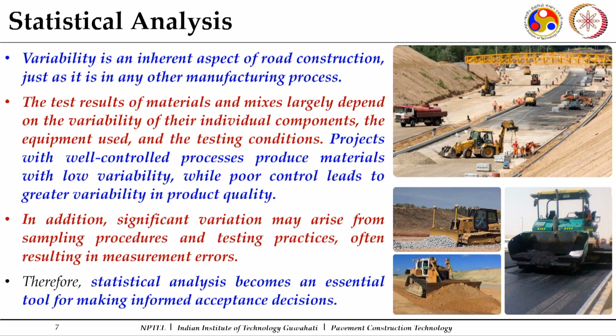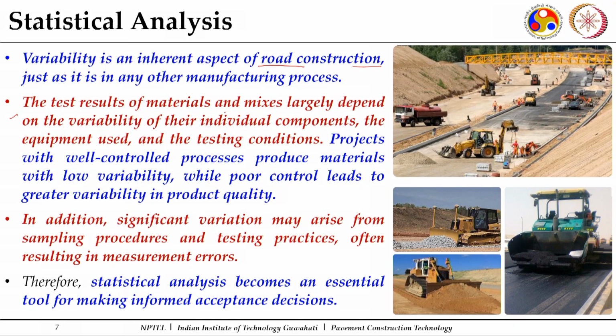Now, while doing these investigations, specifically with road related materials or road related works, variability is expected to exist. It is an inherent aspect of road construction activities, just as in the case of any other manufacturer, because some amount of variability is expected in the product, specifically in road construction projects, which are big projects involving a lot of different materials and a lot of different machineries. So variability is expected to be there.